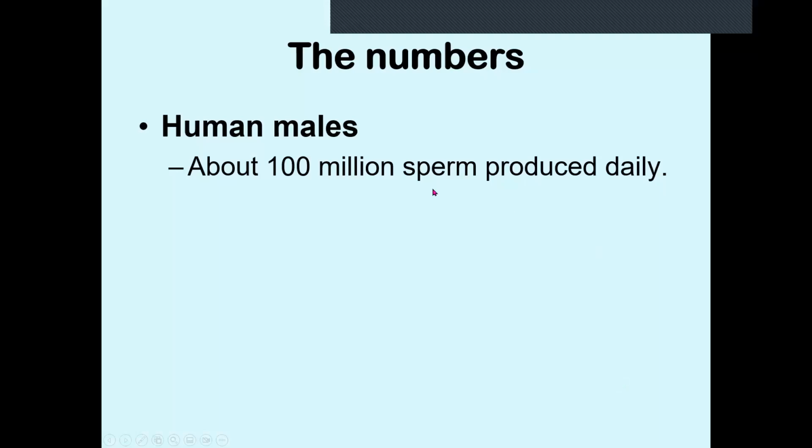Now, how about some numbers? We have about 100 million sperm produced daily when we're most fertile. I don't know when males stop producing sperm, or if they ever actually stop, but the numbers reduce as we get older. Men in their 50s and 60s have produced babies in the past. I don't know how good the sperm are or how many there are, but obviously there are still some there.